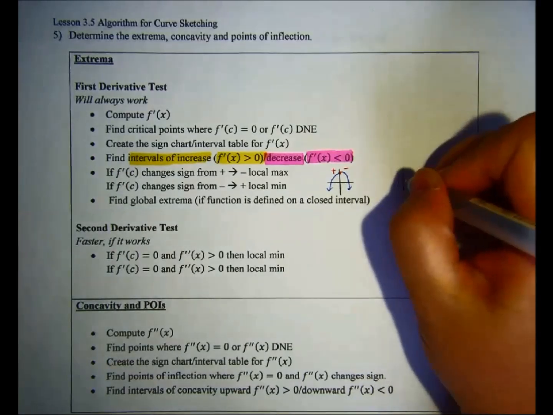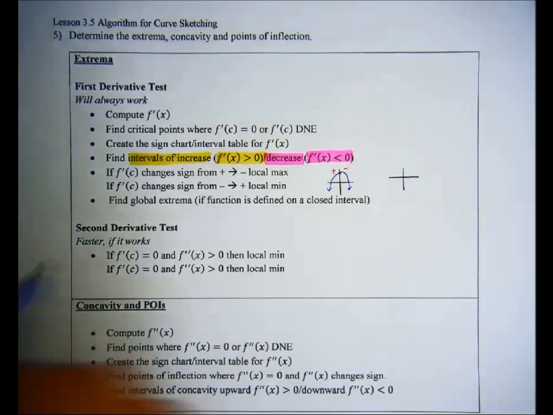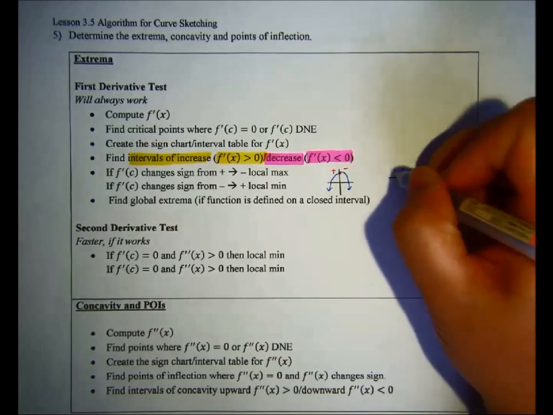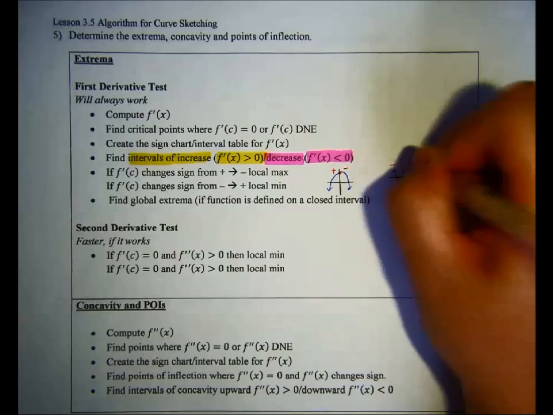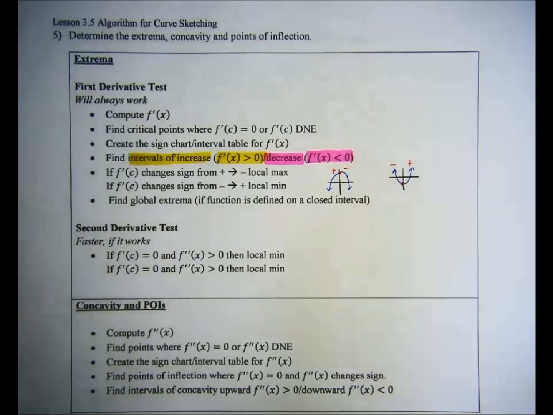Or we will change from negative to positive, and therefore have a local minimum right there. And if the function is defined on a closed interval, then you can find your global extrema using the extreme value theorem.